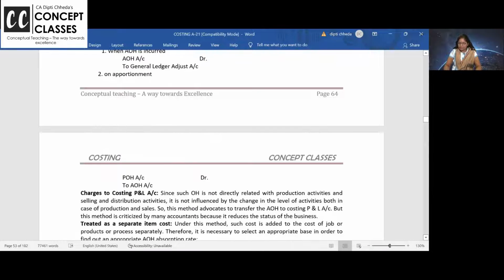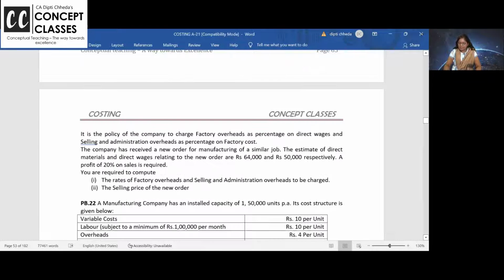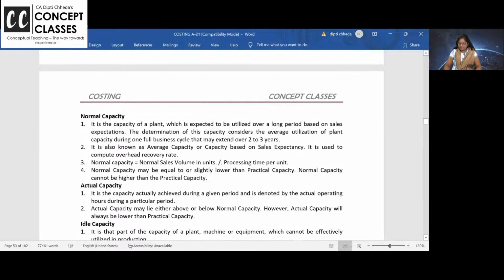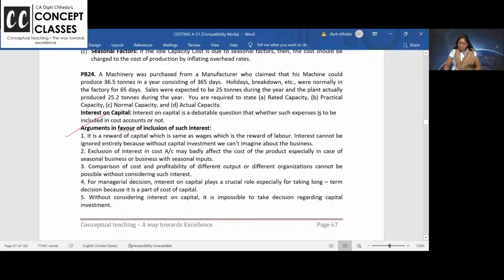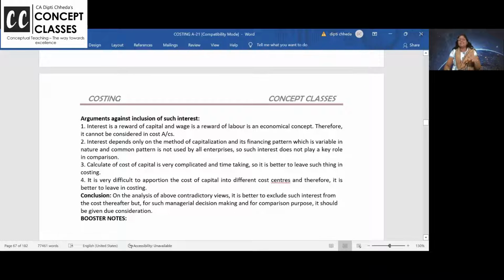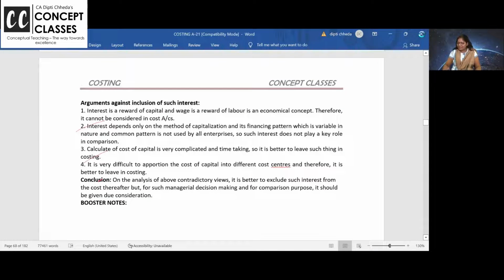One more very important theory question asked in exam is treatment of interest. They ask it quite often in the exam. Should you take interest on capital as a part of the cost sheet? Arguments in favor? Yes, because if others are not using their own money, but I am paying interest, I have taken a loan and am running my factory, I have to include it. Other schools are saying no, interest is purely a financial charge. It has nothing to do with the cost of your product. So don't include it. This material you have, you can read it.